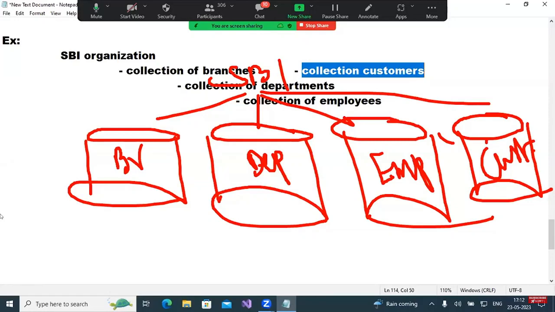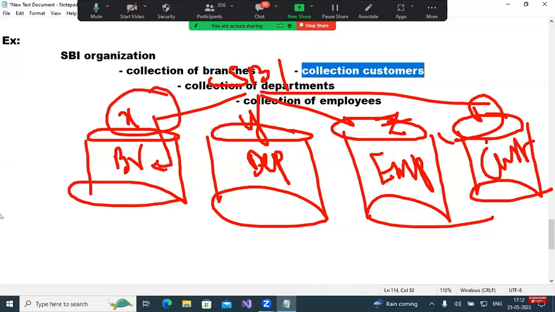Suppose your database location is X, this path is Y, this path is Z, this path is D. If I want branch details, which path do I need to set? The X path. So in the X path, which table can I see? If I want employee data, what do I first have to change? The path. Your location path changes. Is it difficult now? Yes or no?